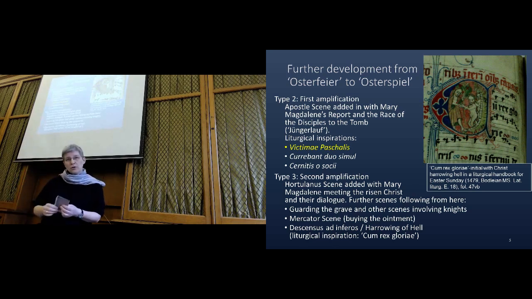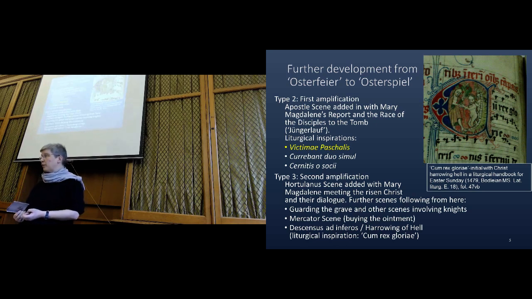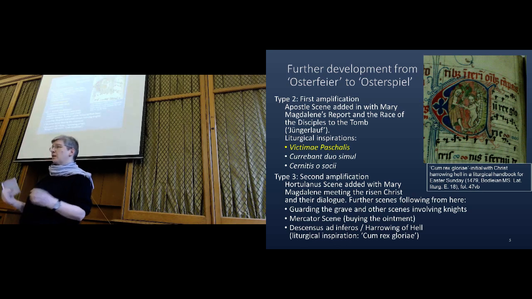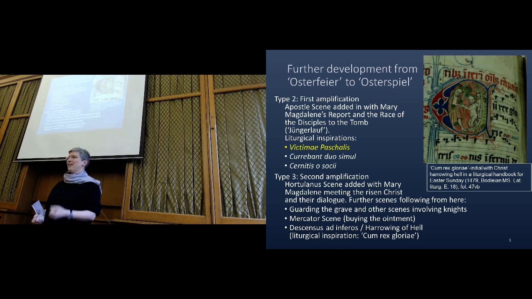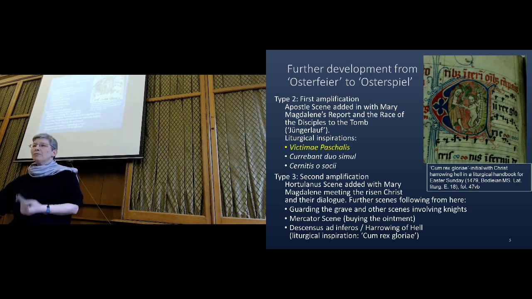Then the third type is also picked up here, and that is the amplification of the Hortulanus scene, the meeting of Mary Magdalene with Christ as the gardener. So what the Wienhausen Easterplay does is it draws together all the scenes with Mary Magdalene as the strong woman in the story. So she becomes the main actor, and elements from the liturgy are picked up to chime with that, which would be very appropriate to be acted out by nuns.